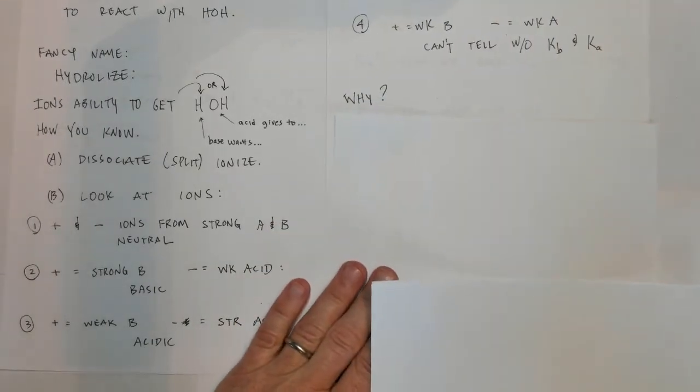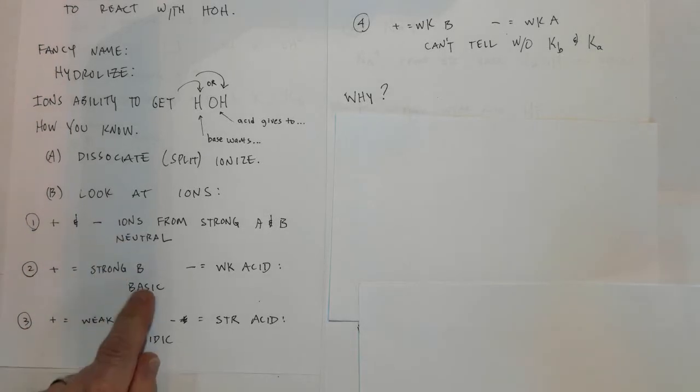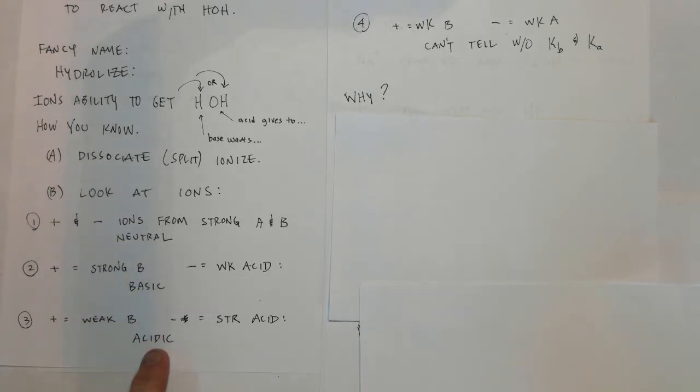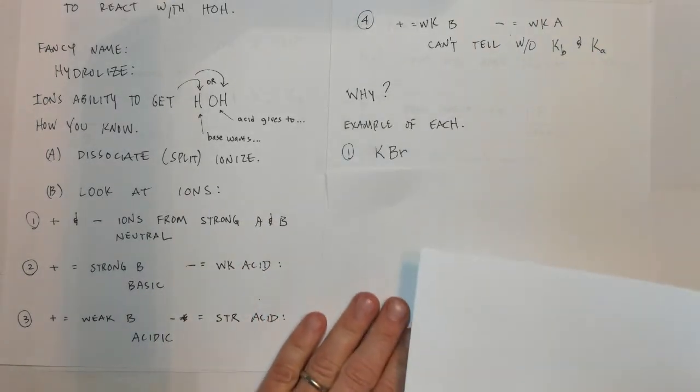So why does this happen? I'm going to look at a case from each one of these right here and go in depth as to why these will be neutral, these will be basic, and these will be acidic, and write equations to explain that. So case number 1.